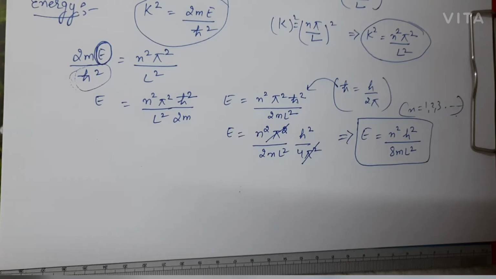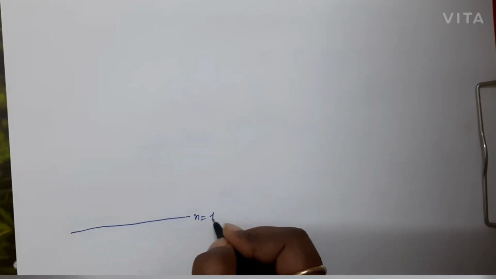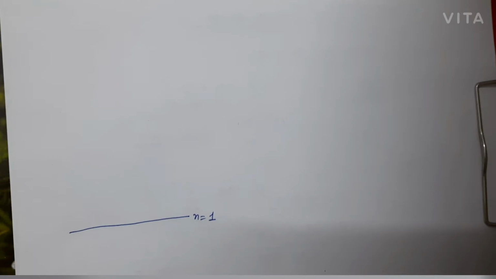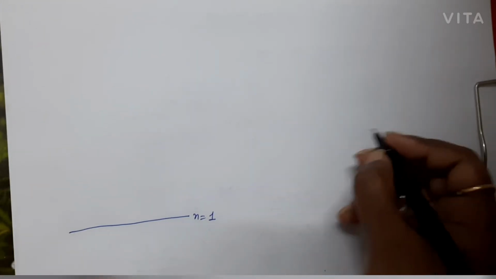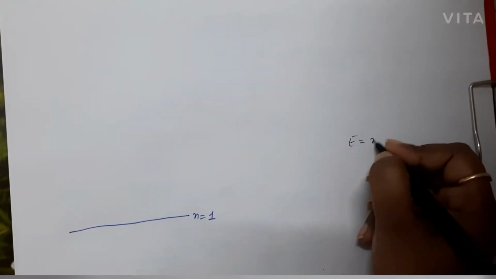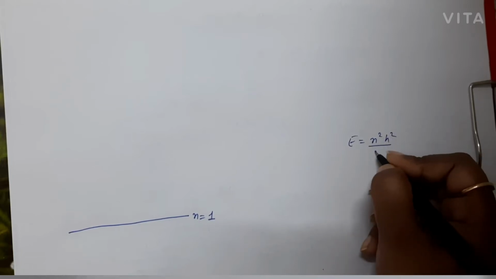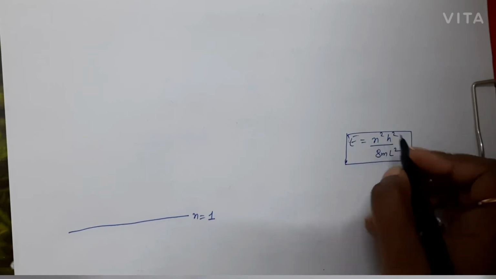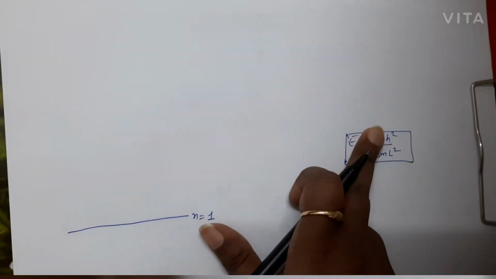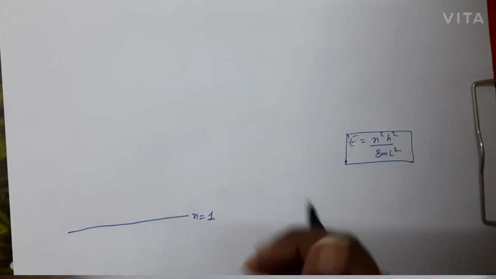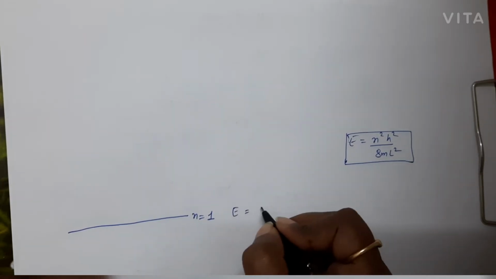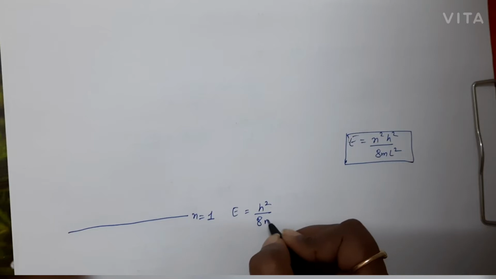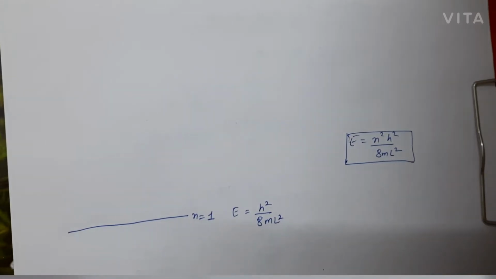So now we will be plotting the energy levels. Starting out with n equals 1. At n equals 1 we have the equation E equals n square h square by 8mL square. If we put n equals 1, it will be 1 square h square by 8mL square. So you will get the value of energy equals h square by 8mL square.